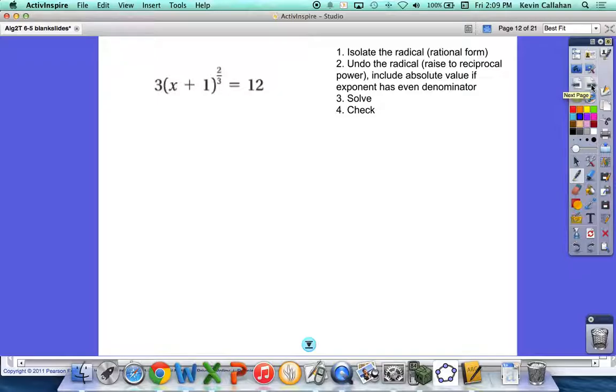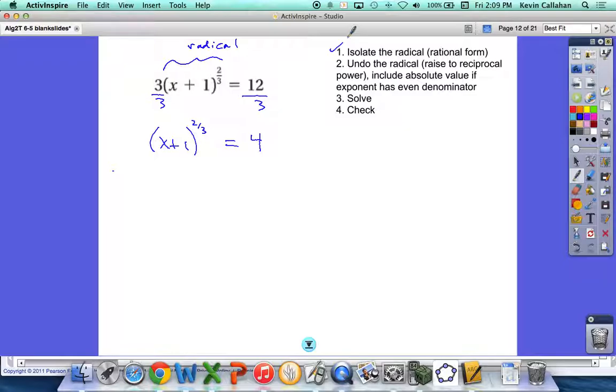So again, this time we're not going to convert it. It's the same problem that we did before, right? Instead, we're going to isolate first. What should I do to isolate? Divide by 3, right? Understand again, that is the radical. So we're isolating that. Now we've got x plus 1 to the 2/3 equals 4. That's the first step.